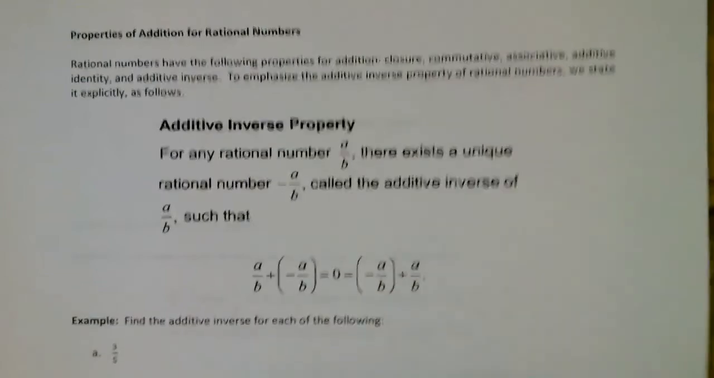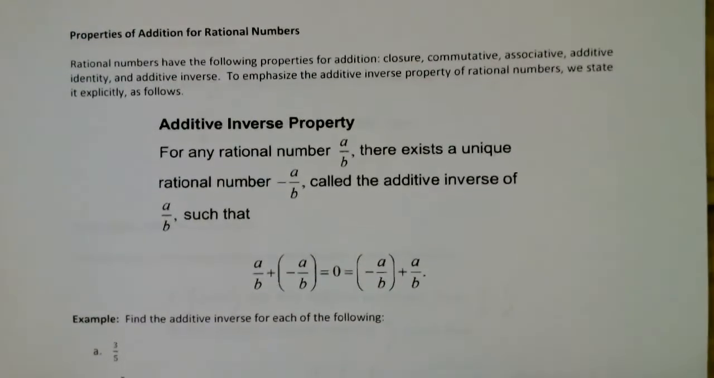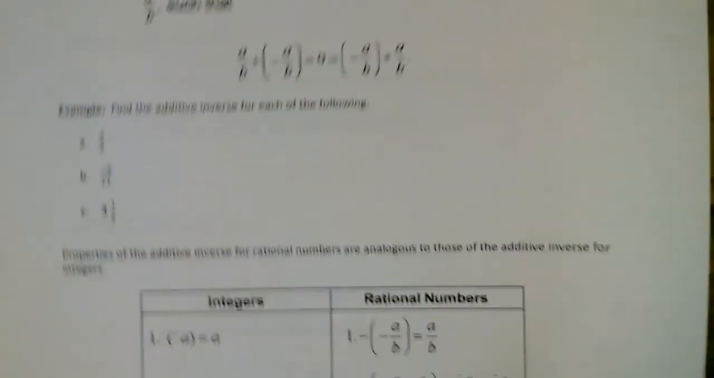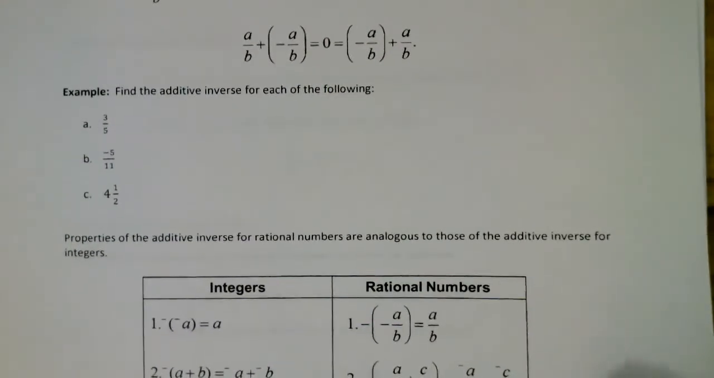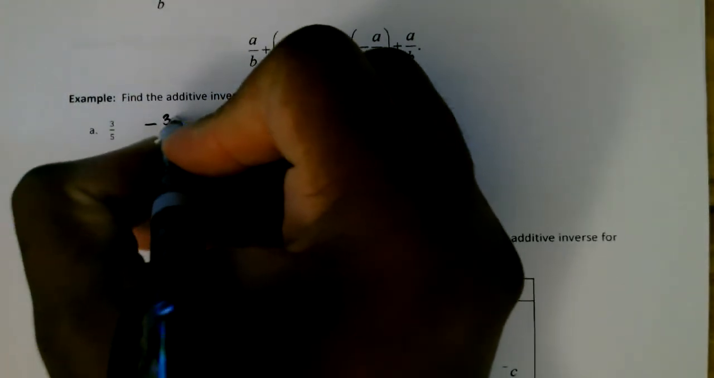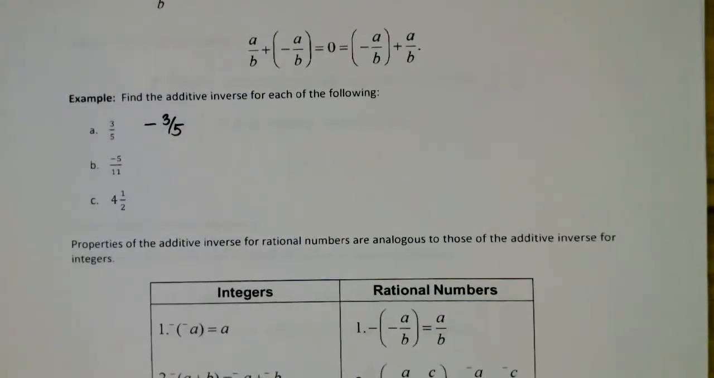So in this example, let's say I want to find the additive inverse of each of the following, like 3/5. It's a positive 3/5, so the opposite of 3/5 would just be negative 3/5. That's all there is to it.